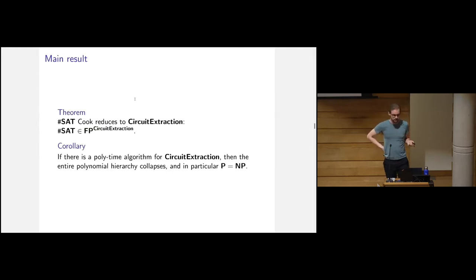Okay, so our main result is that #SAT Cook reduces, actually Cook one reduces, to circuit extraction. This means that if we are given a polynomial time Turing machine with access to a circuit extraction oracle, we can solve #SAT. Actually, we can solve a #SAT instance with just a single call to circuit extraction. A corollary of this is that if there is a polynomial time algorithm for circuit extraction, then the entire polynomial hierarchy collapses, and in particular, P equals NP. Okay, so very unlikely that there is, in fact, a polynomial time algorithm for circuit extraction.